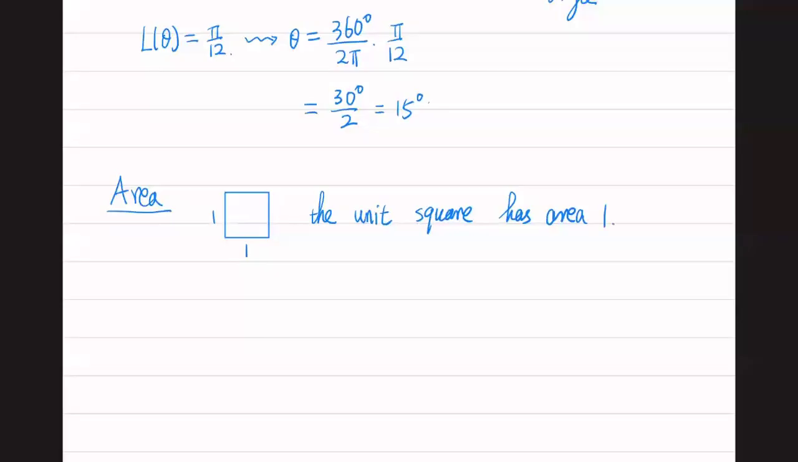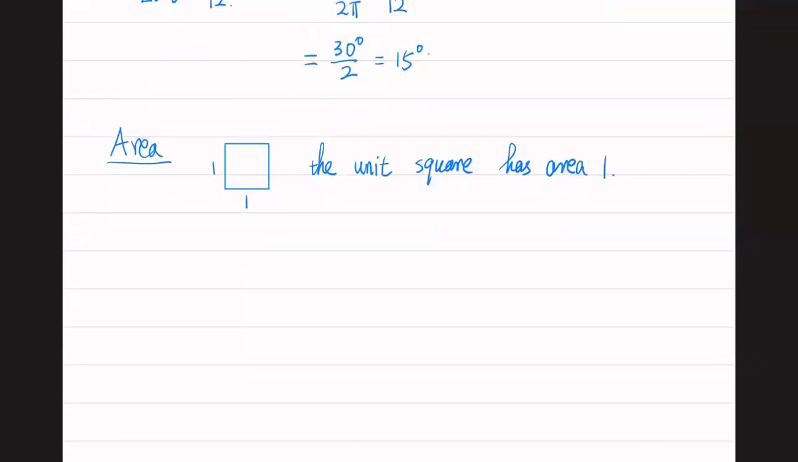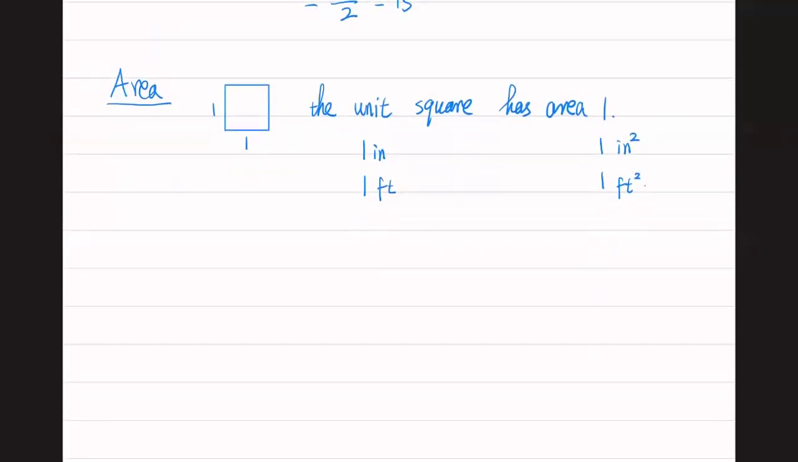Okay. Some of you prefer units. If this is 1 inch, then this will be 1 square inch. If you have 1 foot, 1 square foot. Okay, so whatever your unit is, the area will be the unit square. If you have meters, meter square. Okay, so that's for the area.